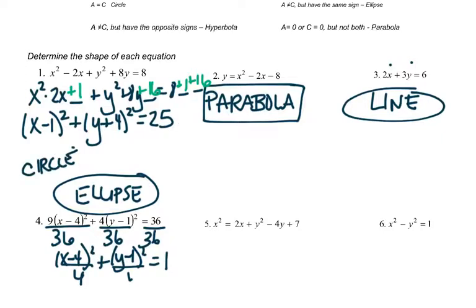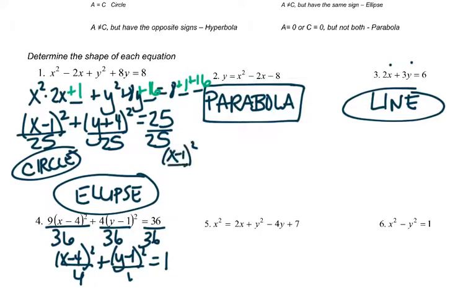Now, one thing about the circle versus the ellipse. If I were to divide everything by 25, you might ask, isn't that an ellipse? No, because what would happen here is the a squared and the b squared are what? Same number. So if the major and the minor axis are the same, what shape is it? Circle. A circle is really a special ellipse.